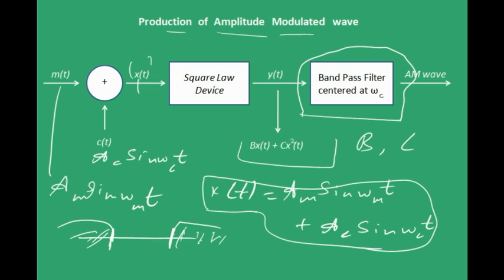So after passing through this, you're going to get only these frequencies, omega c and omega c minus omega m and omega c plus omega m. So these are the three frequencies that will be left after passing through the band pass filter, and finally you get the amplitude modulated wave.